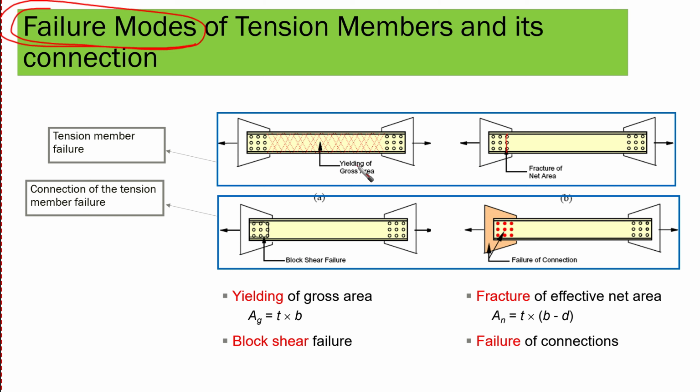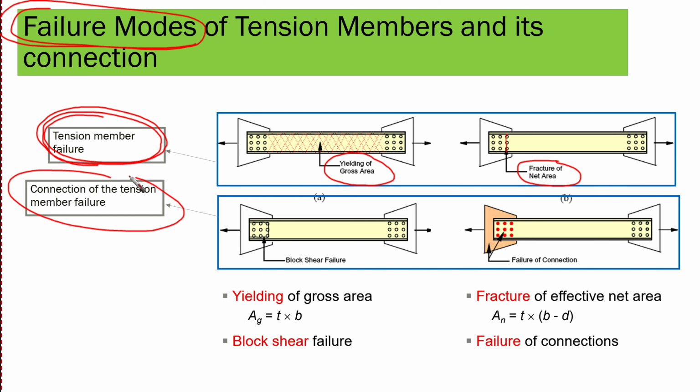So broadly, we can categorize this and put it into two main categories. The first one is related to failure of the tension member itself, whether by yielding of the gross area of the member or fracture of the net area of the member at the hole and the bolts area. So this is related to tension member failure, the member itself. The other type of failure is related to the connection of the tension member, which is the connection itself.